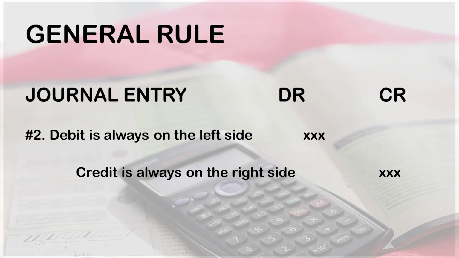Next, debit is always on the left side, while credit is always on the right side. It cannot be otherwise. It cannot be interchanged. Remember our accounting equation? The left side refers to the debit, while the right side refers to the credit. Let us have now a simple transaction and try to apply the two mentioned basic rules.